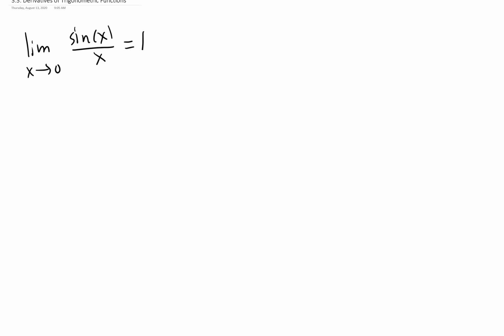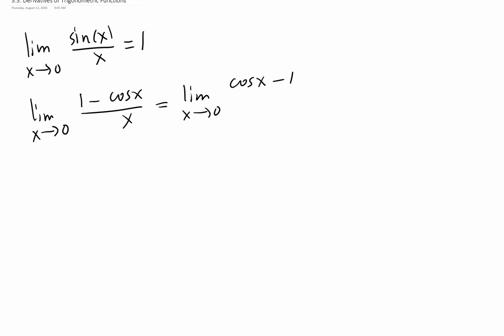Derivatives of trigonometric functions, section 3.3. What we have in this section is the limit as x goes to 0 of sine of x over x is 1, and we will prove this later on. And also the limit as x goes to 0 of 1 minus cosine x over x is the same as the limit as x goes to 0 of cosine x minus 1 over x, and in either case this equals 0.